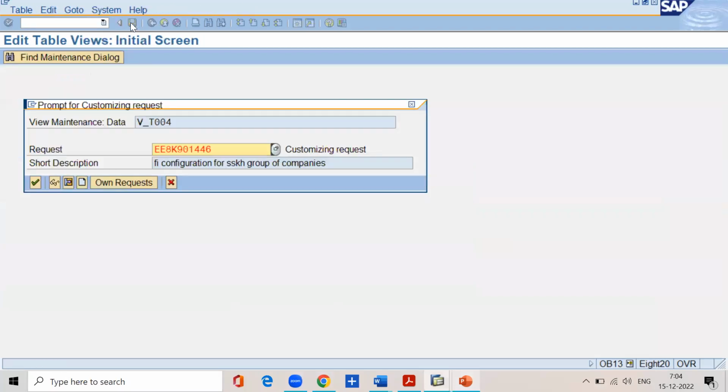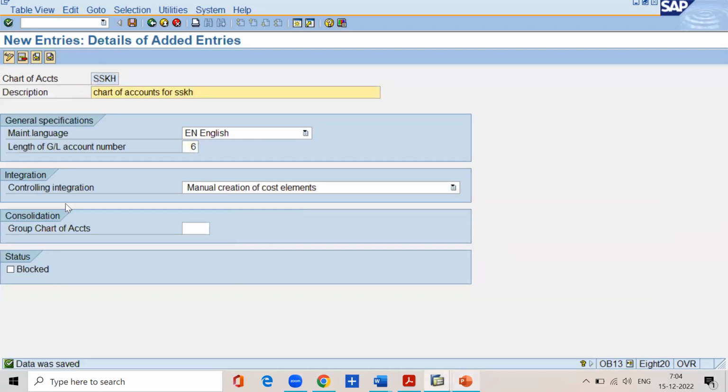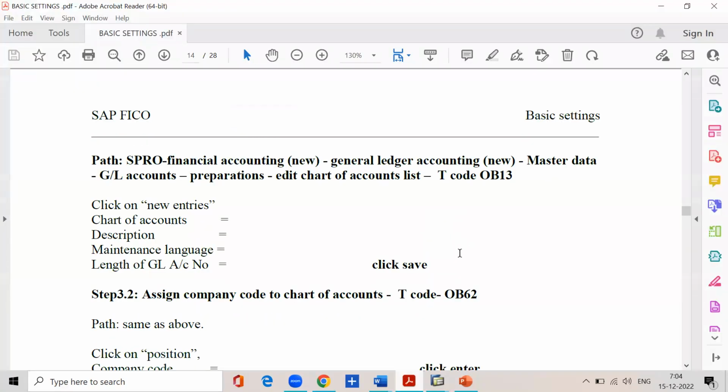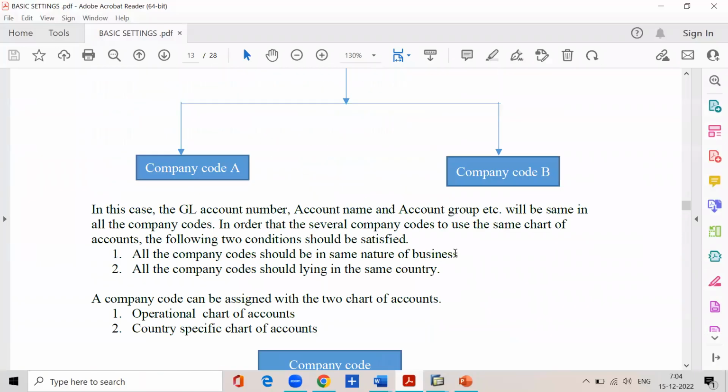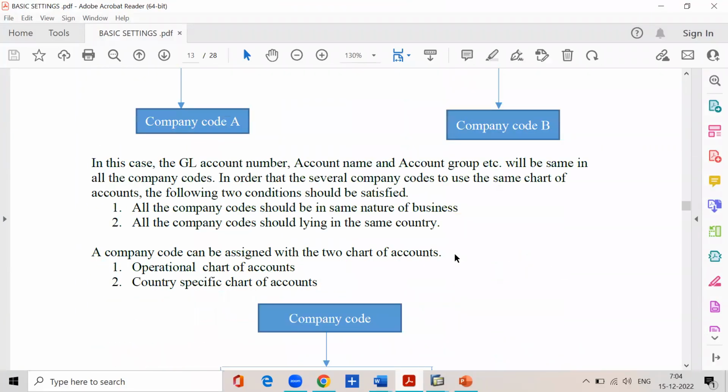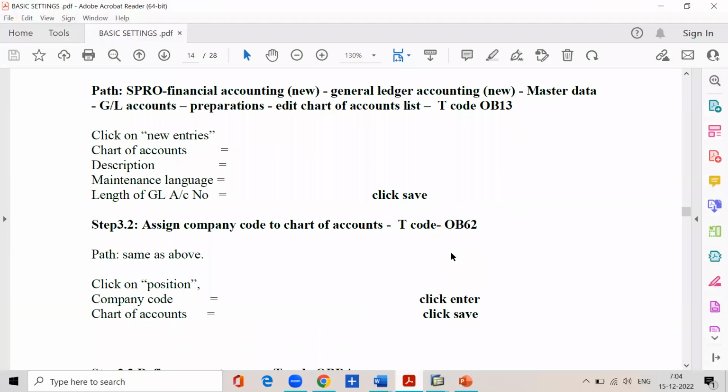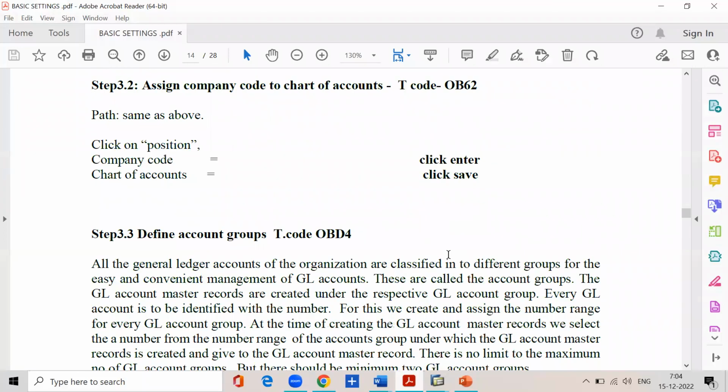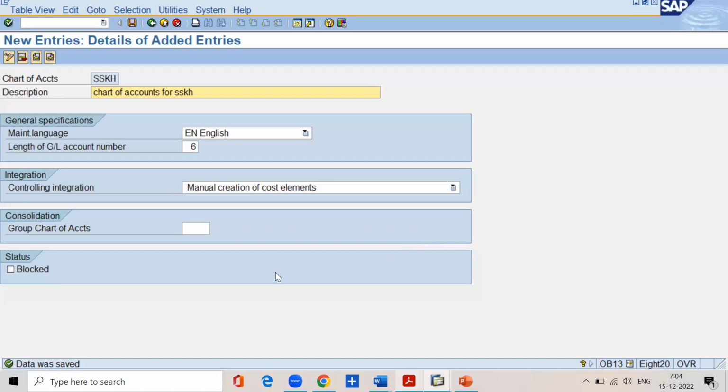Then click on Save. Whenever you get this request box, just click on Enter. Now, here you have one field, integration. Under that, controlling integration. What is this? I will explain you at the time of cost element accounting in the controlling module, right? But for the time being, take the notes. Every day you have to keep the notes with you. Go back to notes, please.